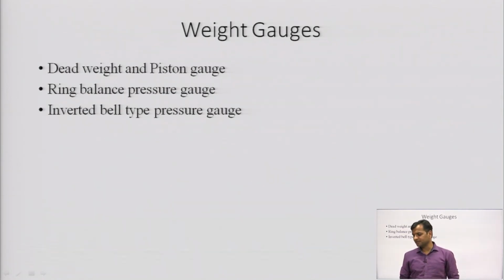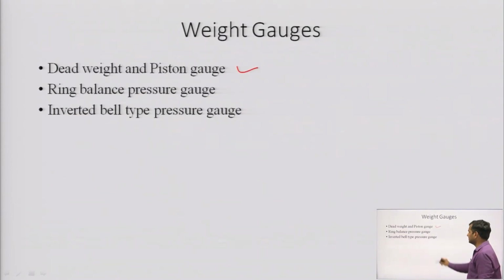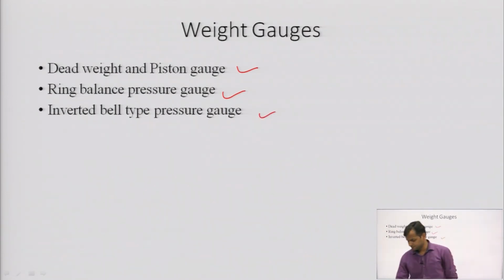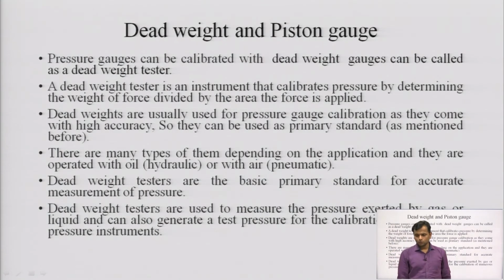Basically, there are three categories of weight gauges: first is the dead weight and piston gauge, second one is the ring balance pressure gauge, third one is the inverted bell type pressure gauge. So, first is the dead weight and piston gauge. Pressure gauges can be calibrated with the dead weight gauges, which can be called a dead weight tester.